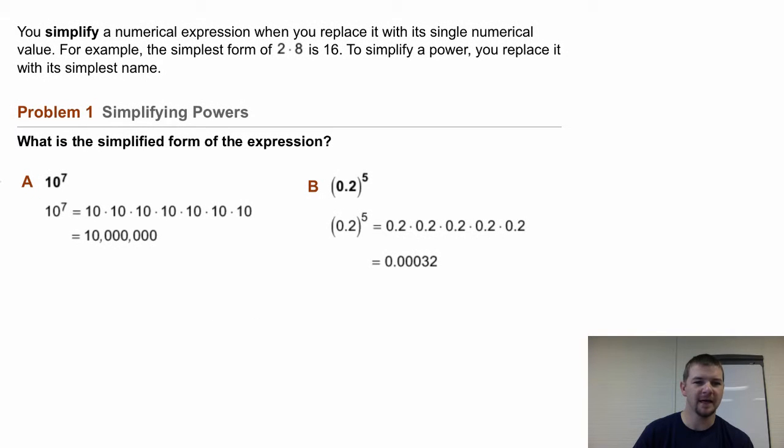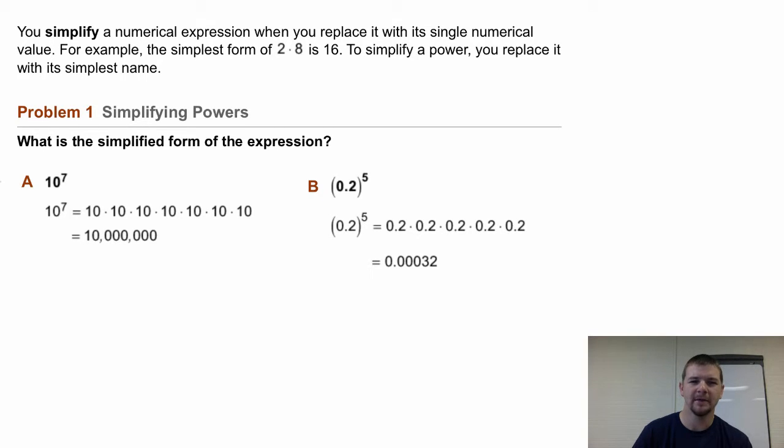You simplify a numerical expression when you replace it with its single numerical value. For example, the simplest form of 2 times 8 is 16. To simplify a power, you replace it with its simplest name.